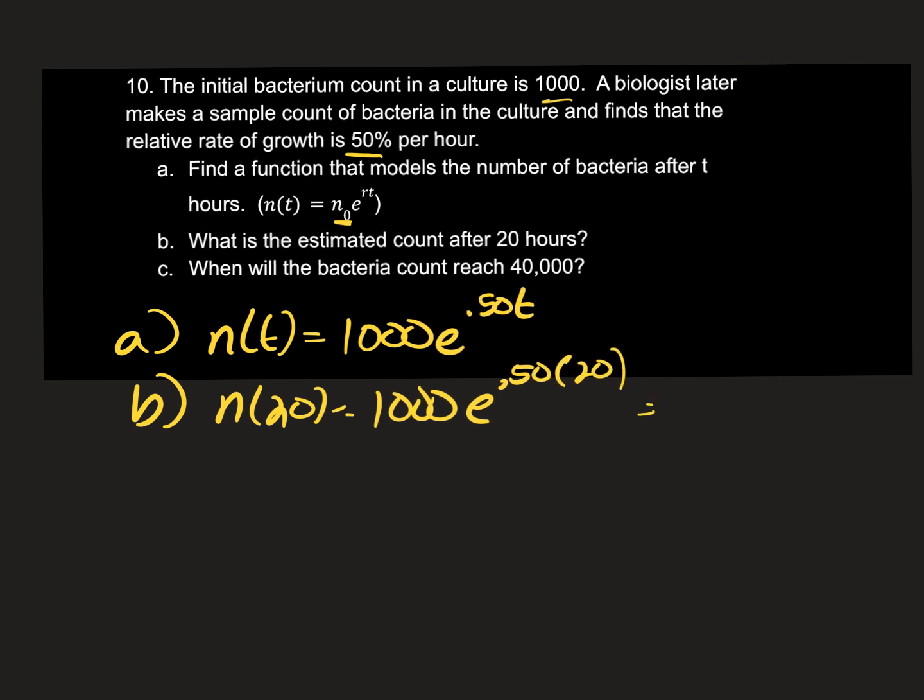Let's just punch that in real quick. 1,000 times E to the 0.5 times 20, which is 10, by the way. And I'm getting this right here, 22,000. Sorry about that.